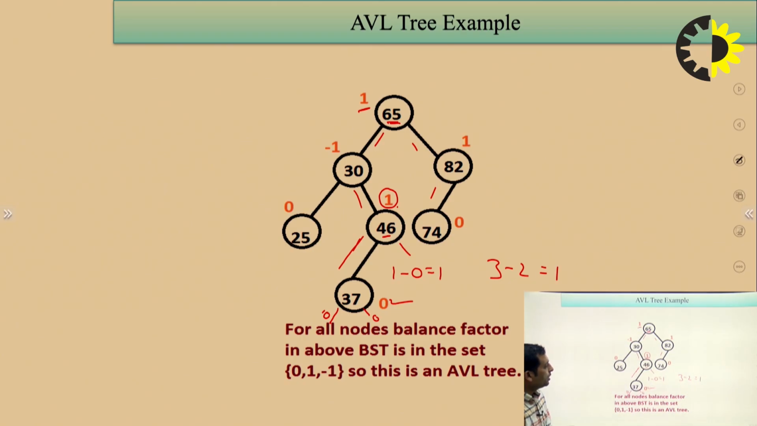In this manner we can calculate the balance factor of all the nodes. All the nodes have a balance factor of 0, 1 or minus 1, so our tree is balanced. So this is the AVL tree. This is a balanced BST. We can say this is an AVL tree.